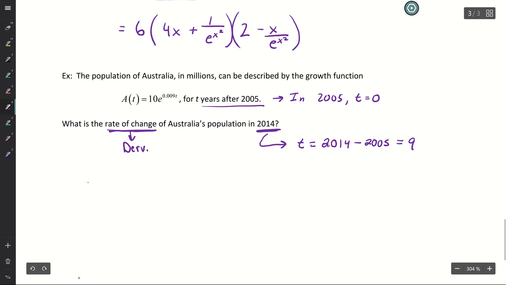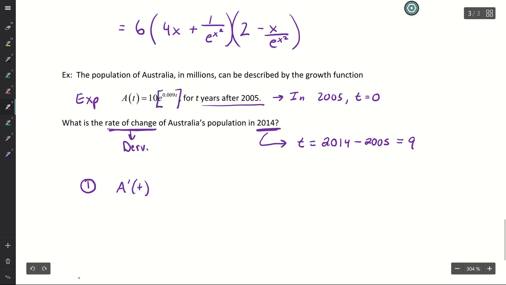So on here, we're going to do 2 steps. We're first going to find the derivative of the function that they gave us. Notice the function that they gave us was an exponential type function. So to find its derivative, we're expecting to use an exponential rule. So let's do A prime of t. Now notice up here that the 10 is just a constant. So I'm going to separate that out and not involve it in the derivative.